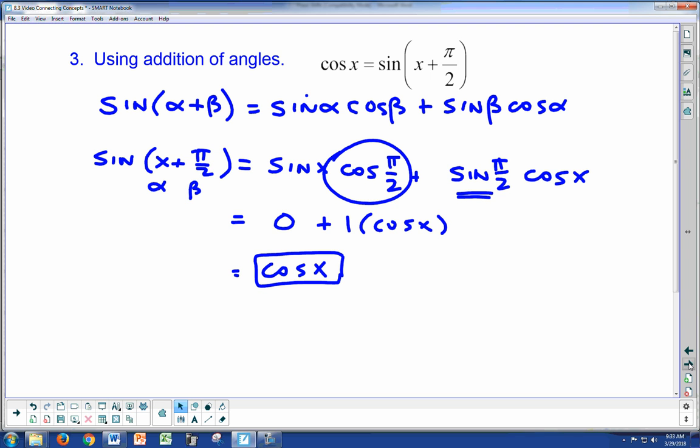So there you go. We've got 3 different ways that we connect those concepts: using the 4 quadrants, using graphing, or using the addition of angles identity.